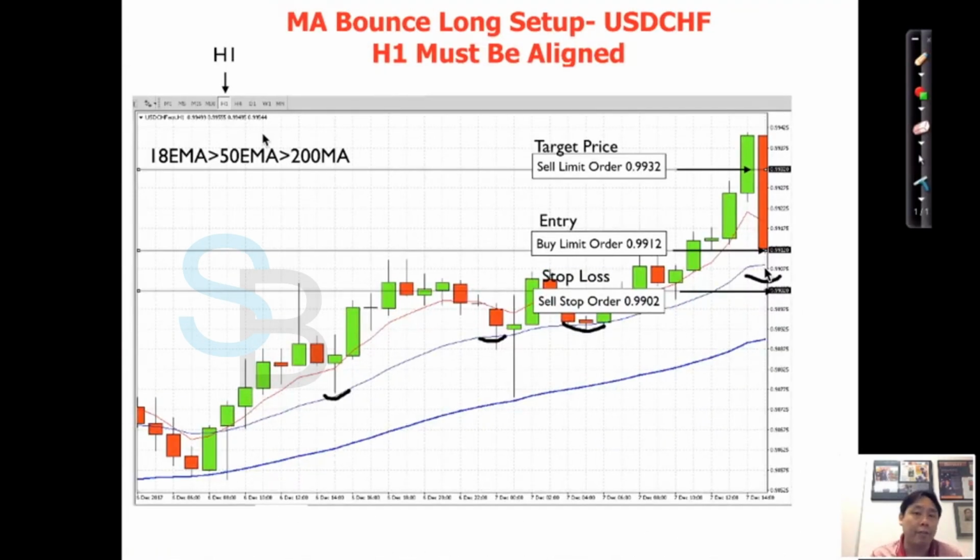So again, it gives me added confidence that my stop loss will not be hit easily. I will not go down without a fight because I'm protected by the 18 exponential moving average. Okay? So let's see what happened to this trade.